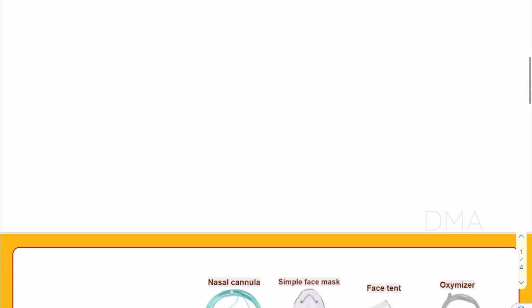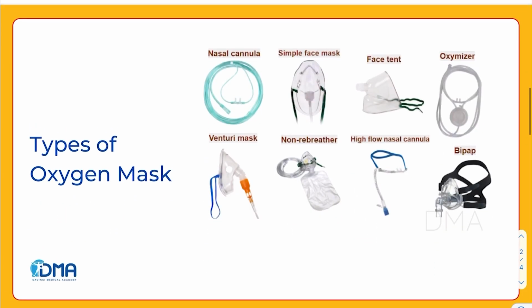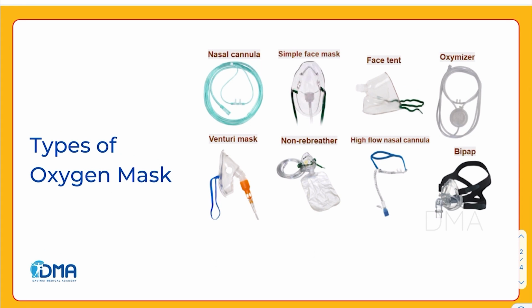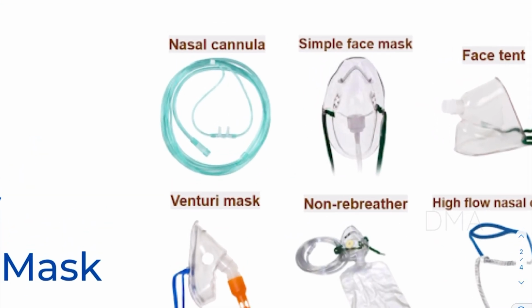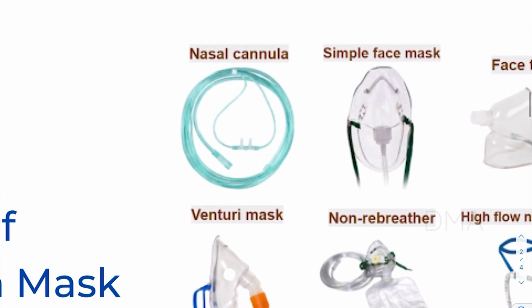Well, the topic for today is going to be types of oxygen mask. So there are in total 8 oxygen masks over here. So let's look at them one by one. Firstly, we got the nasal cannula. I hope that you can appreciate what a nasal cannula is and how it appears. The main point to be noted is it has 2 prongs. That's the identification point. So there are 2 prongs, one prong for each nostril.